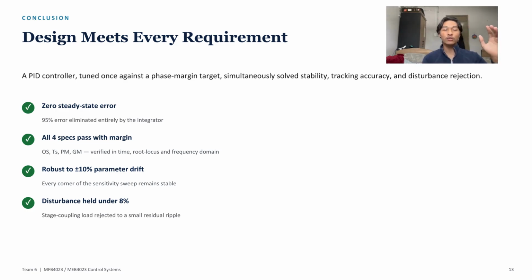So in conclusion, to wrap up all of this, we took a plant from a 95% steady state error with a single PID decision, targeting a 55 degree phase margin. We exceeded it. We solved stability, tracking accuracy, and disturbance rejection all at once. Every specification passes with real margin, with the disturbance rejected down to a small residual ripple.